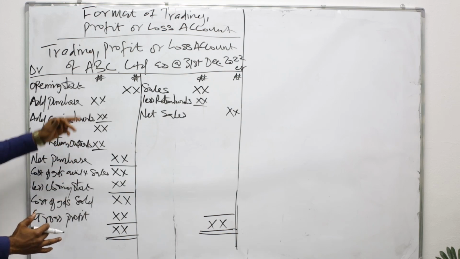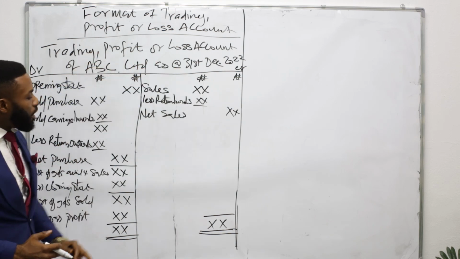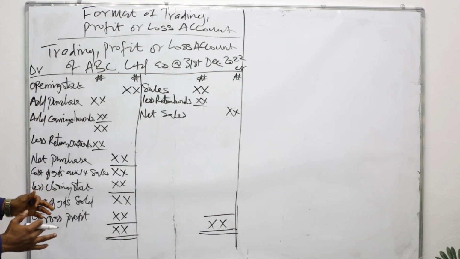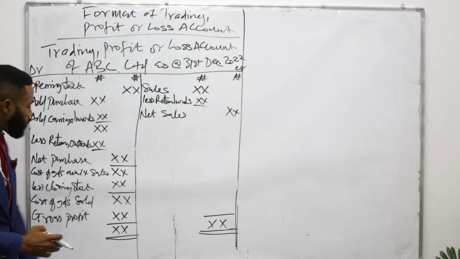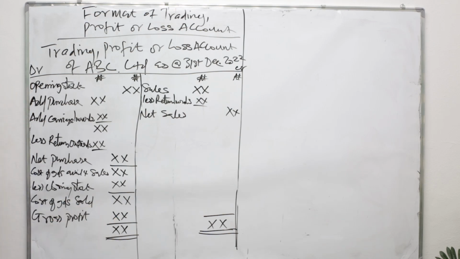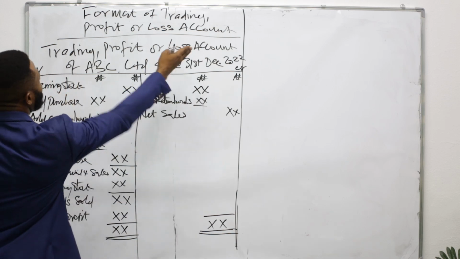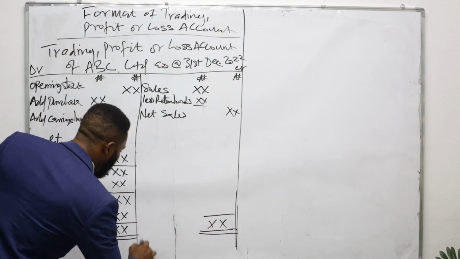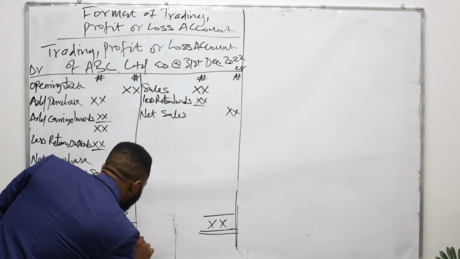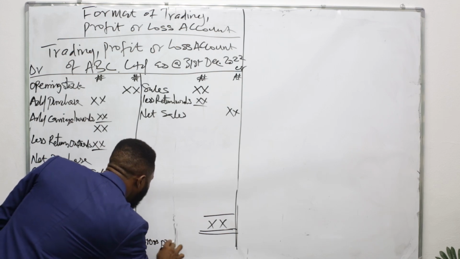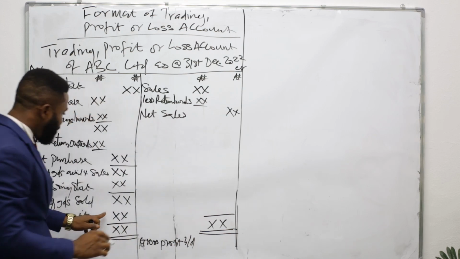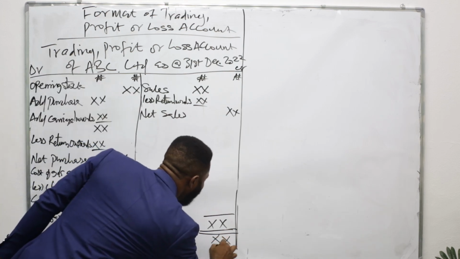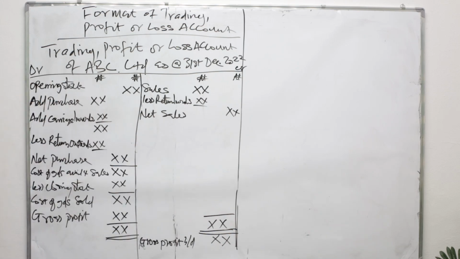So since we call it trading, profit or loss account, the account will not end there. If you were asked to prepare only trading account, this is where you get to, because you have gotten your gross profit. But because we are preparing two accounts together, you are going to continue with profit or loss account. Your gross profit will be brought down this way. So you write your gross profit brought down. That's this value. It will be written directly under that total column.